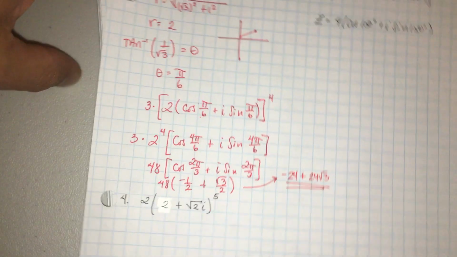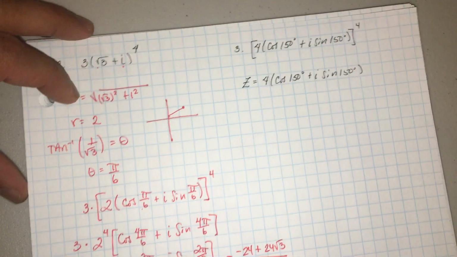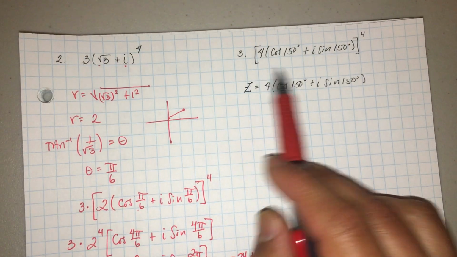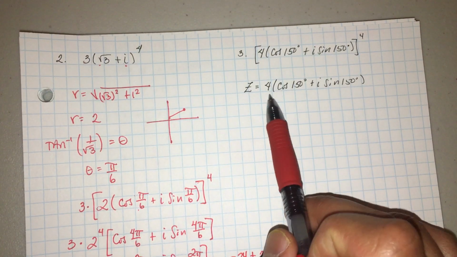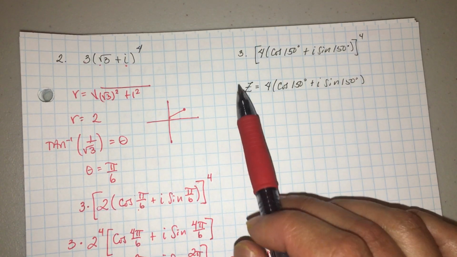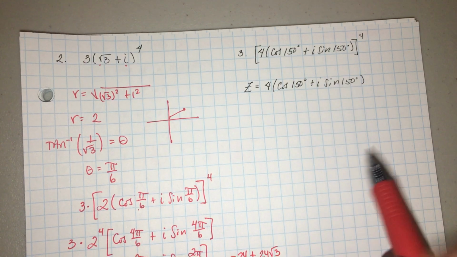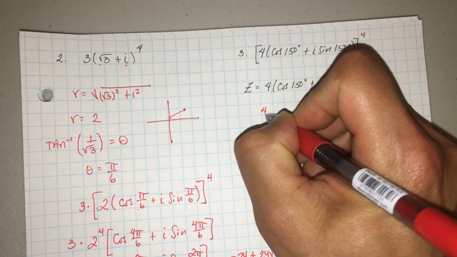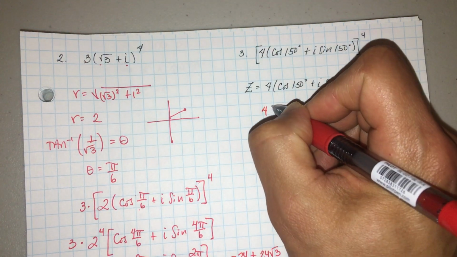All right, let's see if we can do another one here. This one's a little bit easier. This is how it was written, cosine of 150 degrees. So this is my trig form. We're going to raise it to the 4th power. The only thing is I don't like this 150 degrees. I like to change it into radians just because I like to use my mnemonic for the hand.